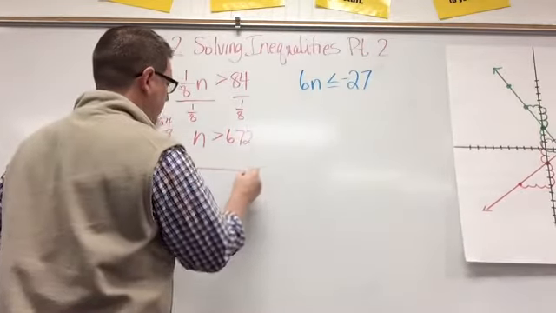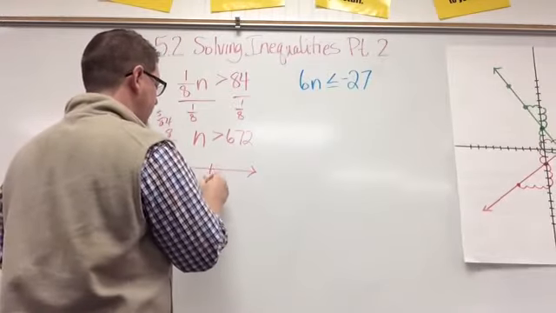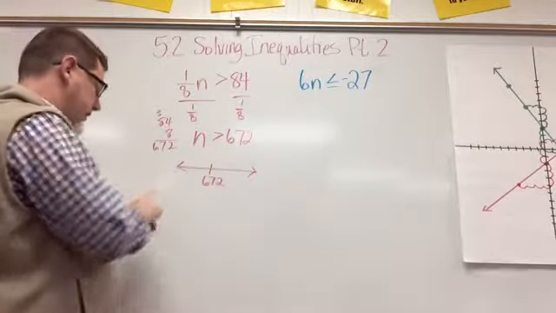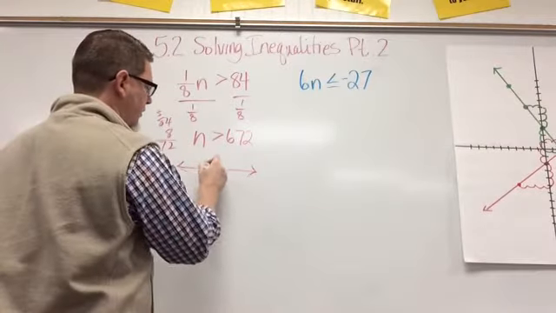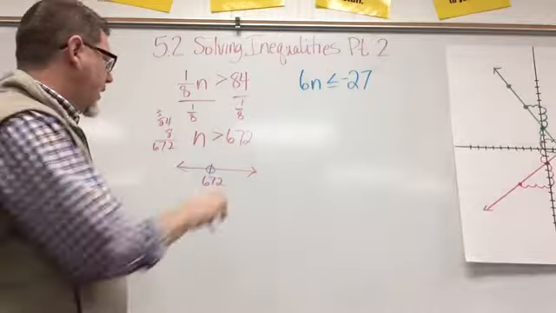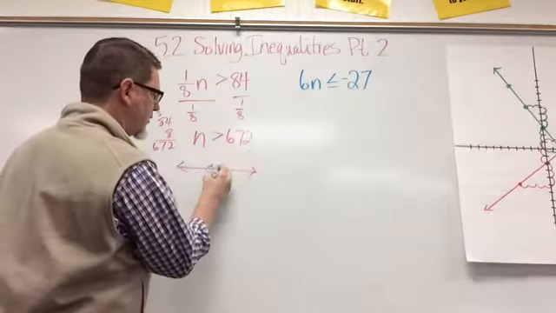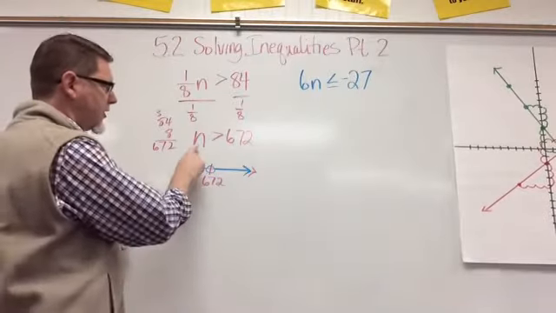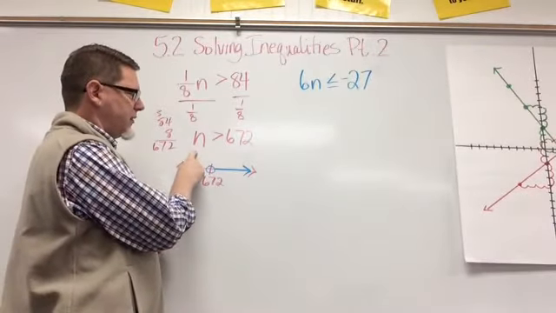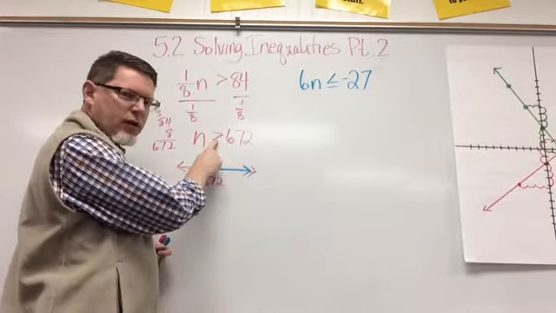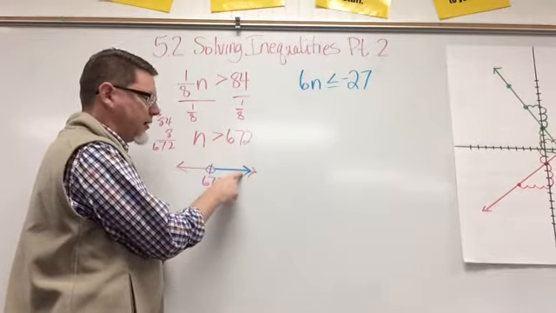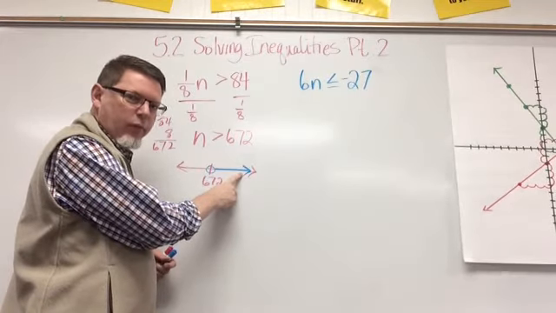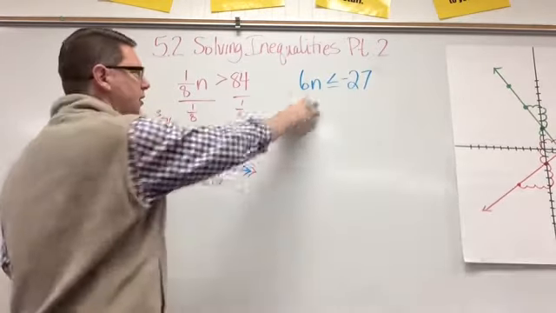So I draw my number line. I put the number 672. And remember, there's no "or equals," so I'm going to put an open circle. And I'm going to go greater than, and there we go. Did you notice that when the variable is on the left, the inequality sign is facing the same way that my arrow is when I graph it on the number line? Wow. Really? Wow.